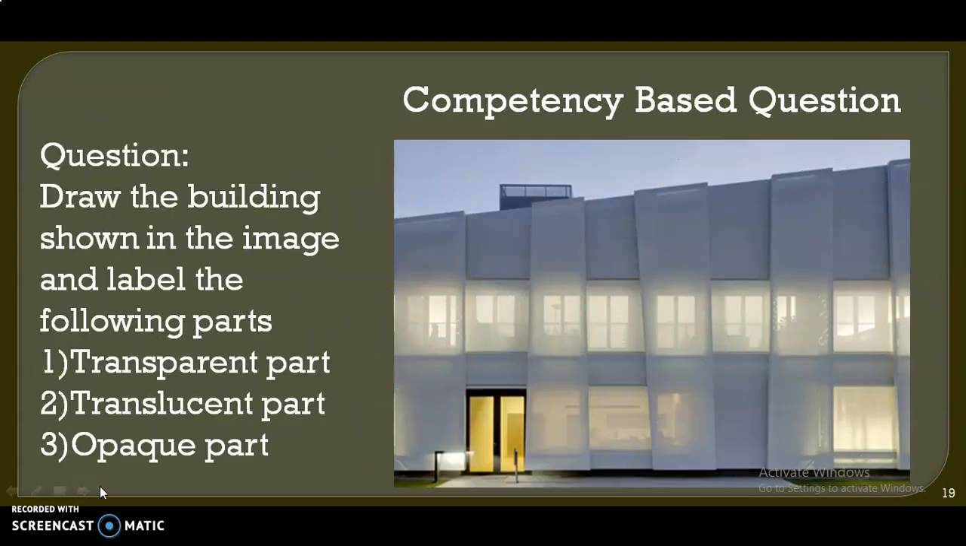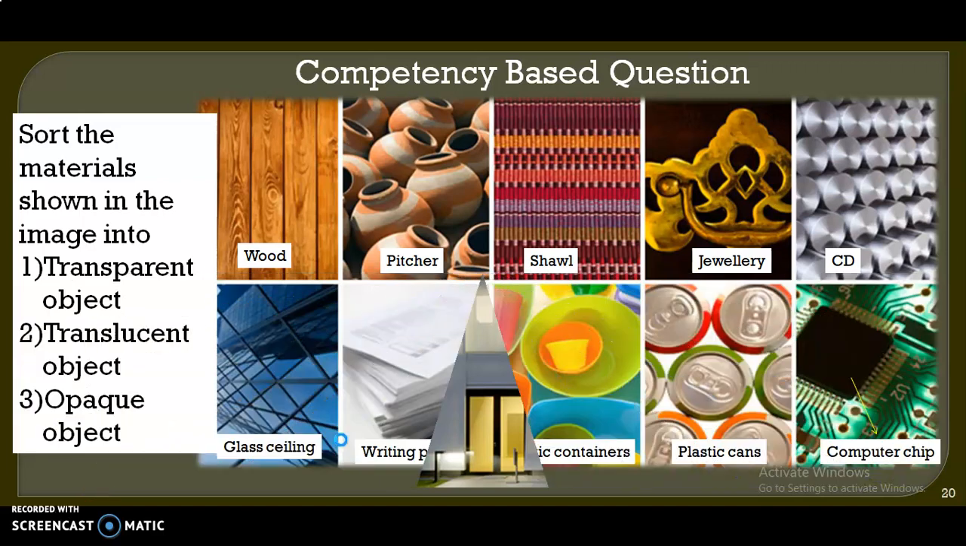Then your question number 2 is, you have to redraw this building in your science notebook. Draw the building shown in the image and label the following parts. You have to label those parts which are transparent, the parts that are translucent, and the parts which are opaque. That means you have to draw a line and write whether that part is transparent, translucent or opaque.